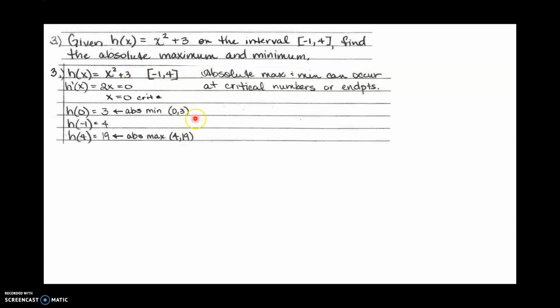All right, and then I'm also going to plug in the two endpoints, negative 1 and positive 4. And again, plugging those back into the original function as well. So when we plugged in, we got 3 for 0, 4 for negative 1, and 19 for 4. So the one absolute highest value is 19, and the one absolute lowest value is 3.